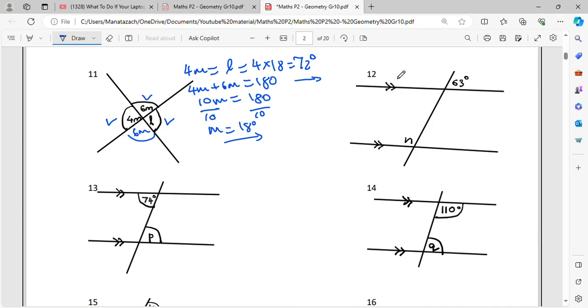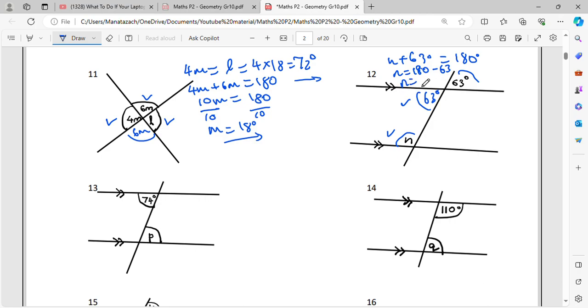Now let's go to question 12. This is angle N, and we have to calculate for angle N. The first thing is this 63, you can say it's equal to this angle, the reason being vertically opposite angles. And since we are dealing with two parallel lines here, N plus 63, these two angles are co-interior angles. It means if you sum them up, they will give us 180 degrees. So that means N is equal to 180 minus 63.